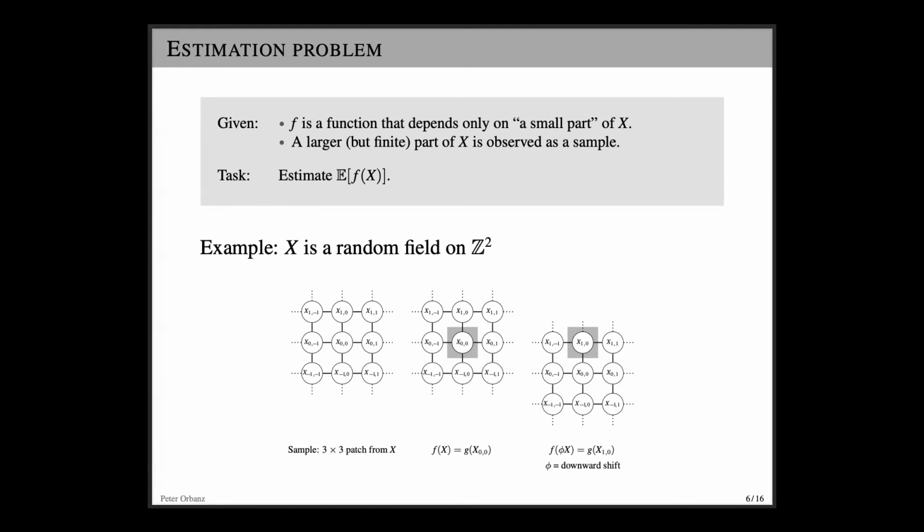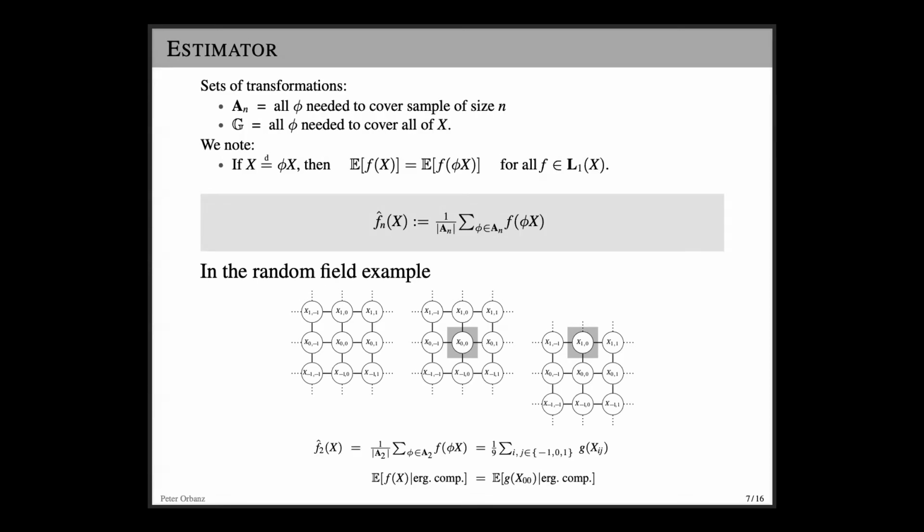average. Now, that operation I can write in a slightly different way, namely by leaving the window in place and moving the grid instead. So I apply a shift to the grid and move it down instead of moving the window. That shift that I apply here is one of the transformations in my group. That way I think of these sets A_N that I average over in my estimator as all the transformations that I need to cover my sample with, to reach every point in my sample with this little observation window. And then the group is all those transformations that I would need to reach every point in the infinitely large structure.